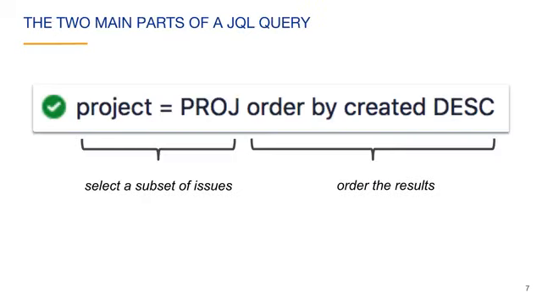JQL queries can fundamentally do two things, and we see both of them in the query that was just created. They can select a subset of issues, as we see in the first part of the query. We are selecting only issues in which the project field has a value of PROJ. And they can sort the results using an order by clause. We are ordering the results by the date that they were created.